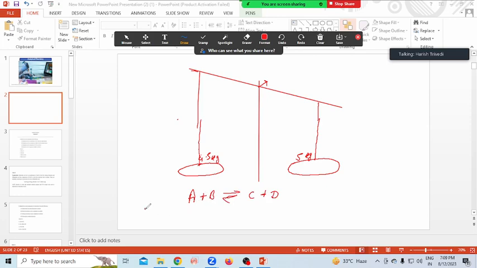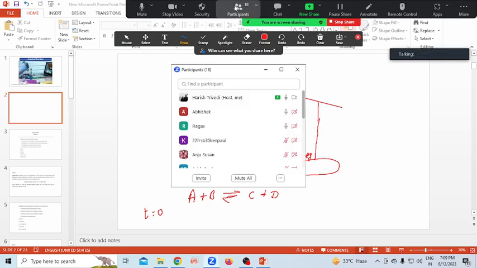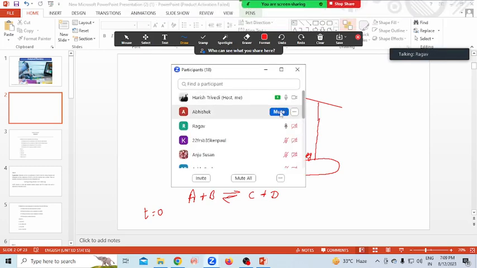Initially, time is equal to 0, means please mute yourself, I am getting some noise. Please mute yourself, Abhishek and Raghav.